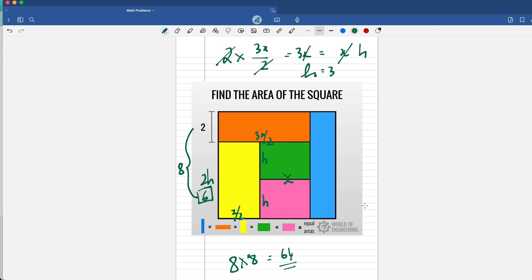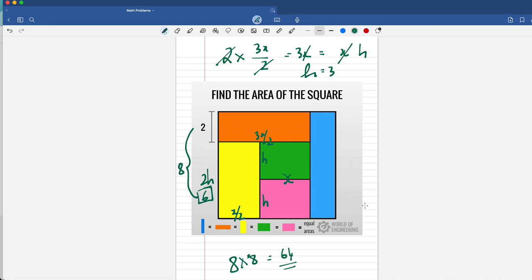But let's not stop there. I would want you to pause the video here. We know that the area of this particular square is 64. How about you find out what x is? Very simple if you apply yourself. Pause the video, try it out. If not, come back and look at the solution.